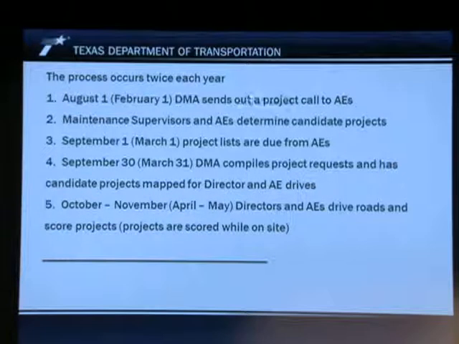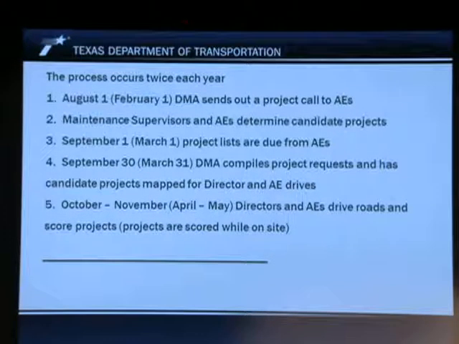October and November is when we actually drive the roads. The area engineers drive the seal coat candidate projects, the directors drive the others, and we actually score the candidate projects while we're out there. They're scored 1 through 10, 10 being worst condition, needs a project. It's a pretty immediate need. 1 is basically like new condition.